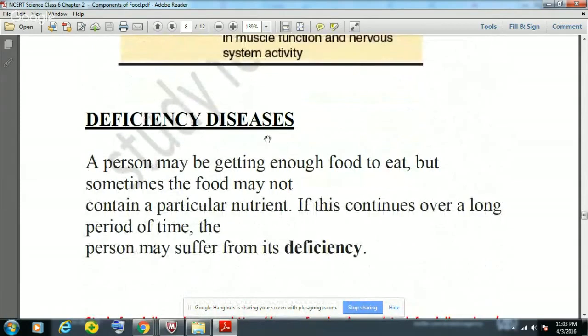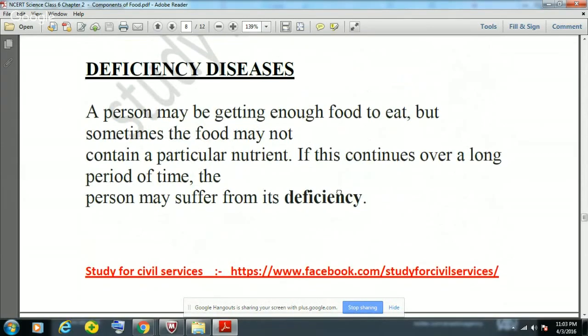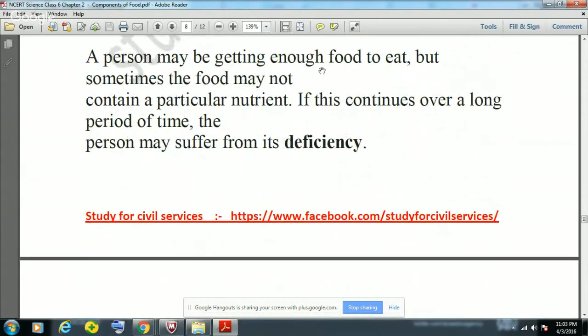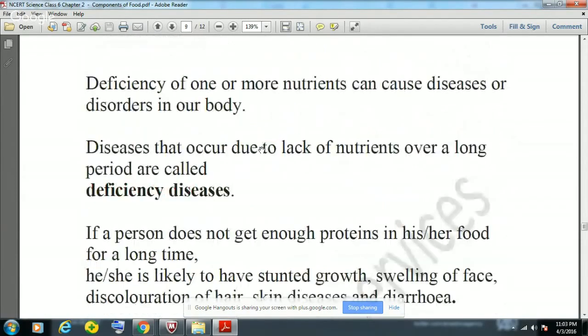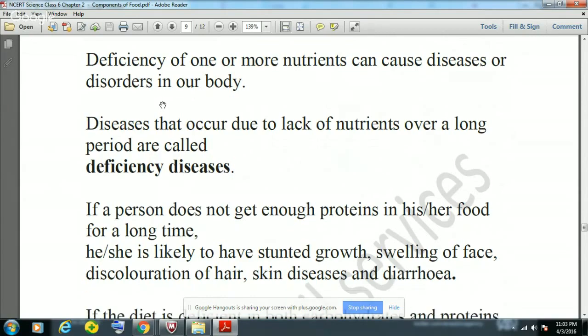Now deficiency diseases may occur if you do not get enough nutrients in your food. So a person may be getting enough food to eat, but sometimes the food may not contain a particular nutrient, and if this continues over a long period of time, the person may suffer from its deficiency. Deficiency of one or more nutrients can cause diseases or disorders in our body. Diseases that occur due to lack of nutrients over a long period are known as deficiency diseases.